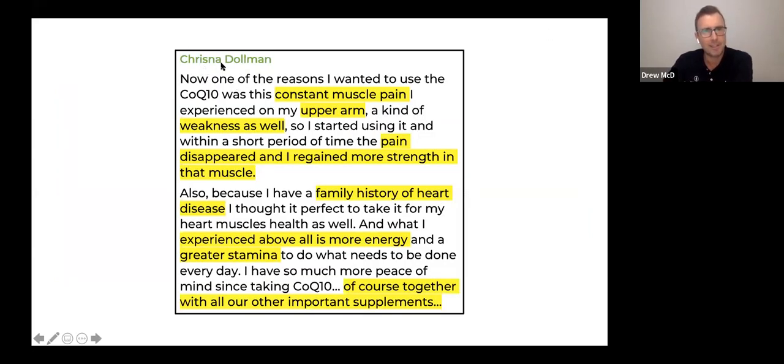The first one is from Krishna Dolman, and she says, now one of the reasons I wanted to use the CoQ10 was the constant muscle pain I was experiencing on my upper arm, a kind of weakness as well. So I started using it, and within a short period of time, the pain disappeared and I regained more strength in that muscle. Isn't that interesting? Also, because I have a family history of heart disease, I thought it was perfect to take it for my heart muscle health as well.